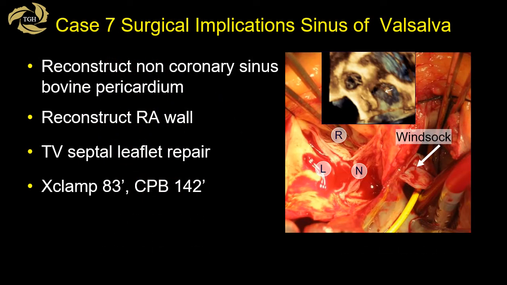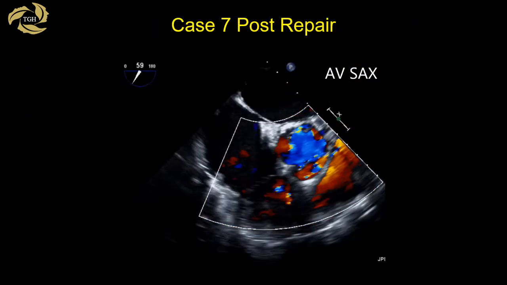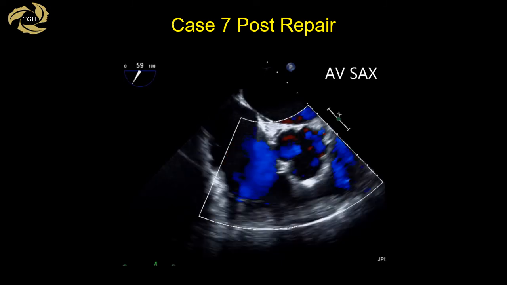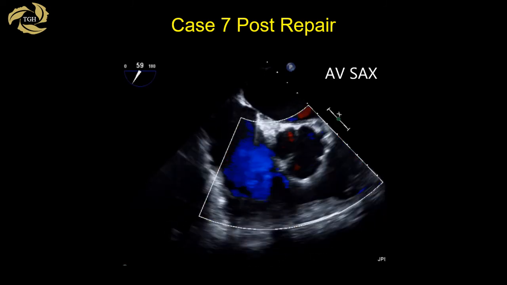The windsock defect of the non-coronary sinus aneurysm is shown in this intraoperative photo. Compare this with the TEE findings. Surgery involved reconstruction of the non-coronary sinus with bovine pericardium, reconstruction of the right atrial wall, and tricuspid valve septal leaflet repair. This took a cross-clamp time of 83 minutes with a total bypass run of 142 minutes. The post-TEE shows no AI or tricuspid regurgitation.